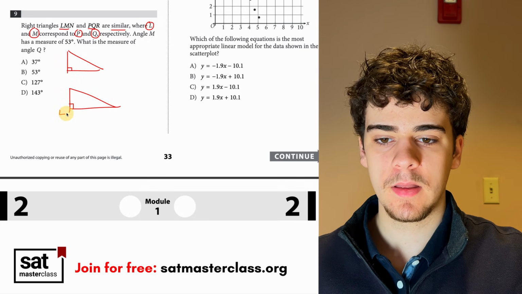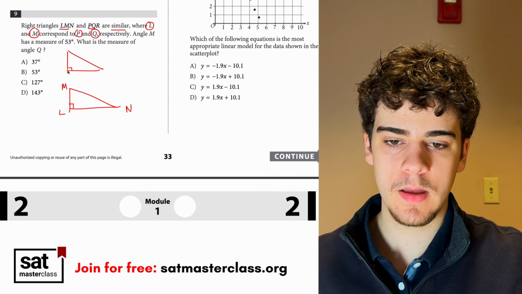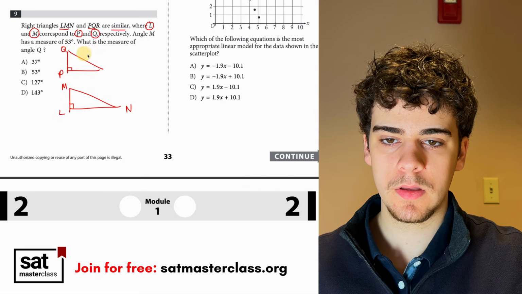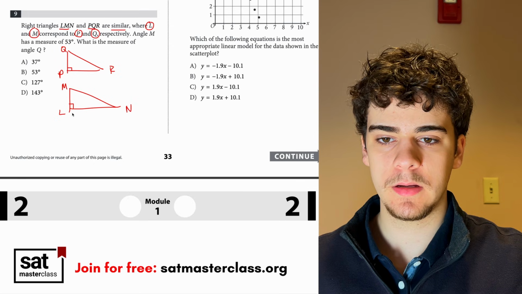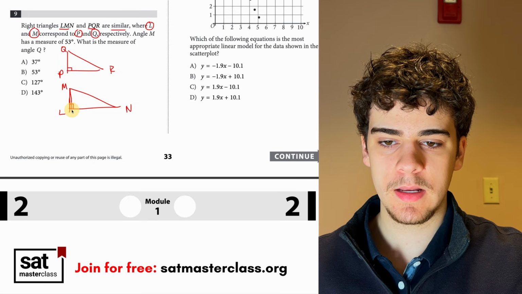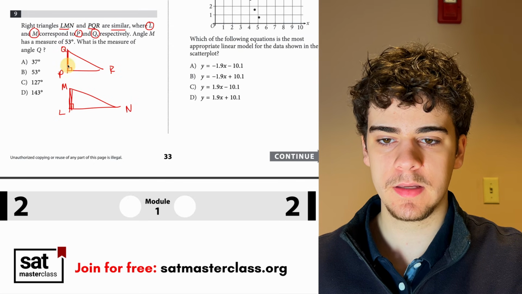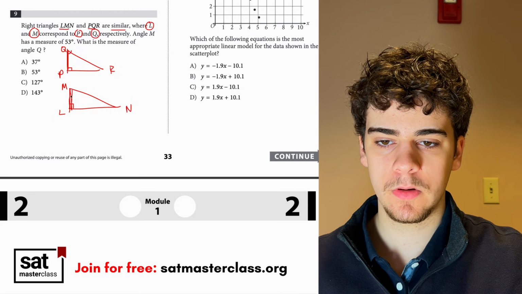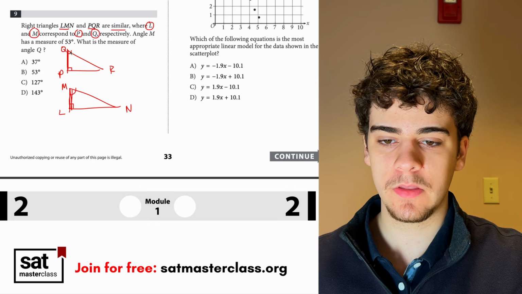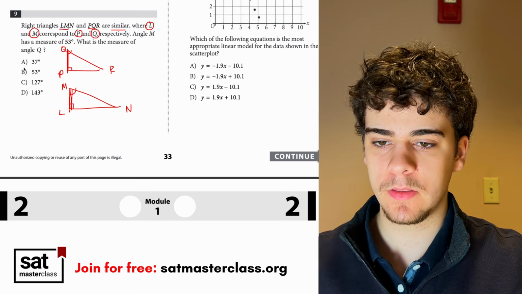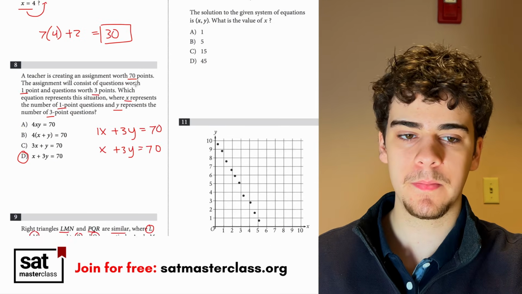So we have L, M, N, and P, Q, R. They tell us L and M correspond to P and Q. So that means this side basically corresponds to this side, and this angle corresponds to this angle. So if angle M is 53 degrees, angle Q is also 53 degrees. So the answer is going to be B.